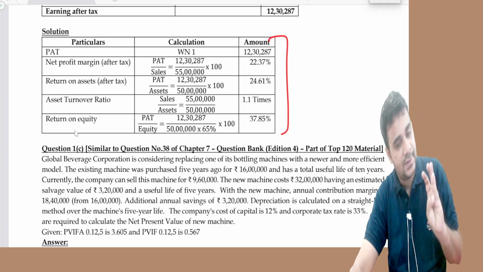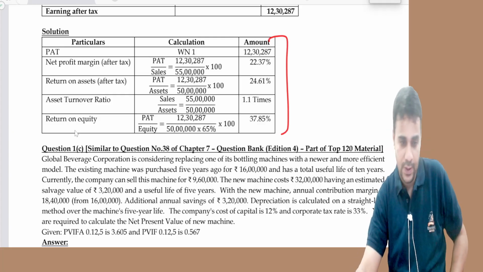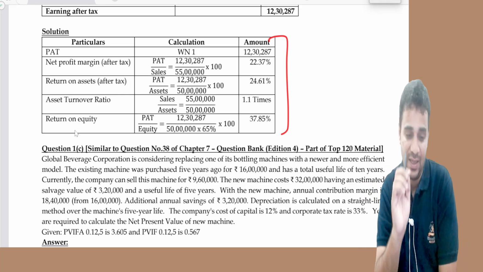1C, there's a similar question where a lot of adjustments are there. This had very limited adjustments. So this was a straightforward question. But yeah, some adjustments, some good questions were there.